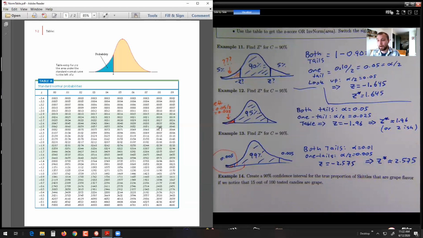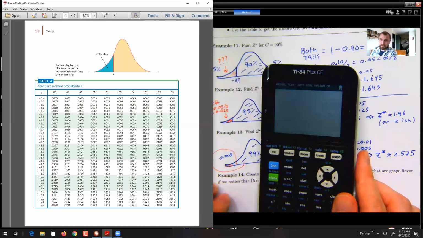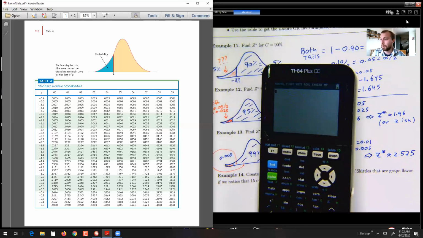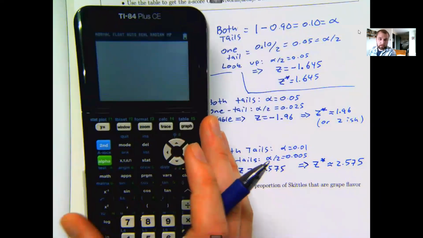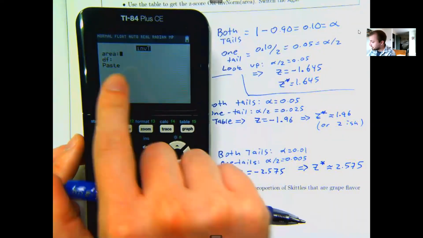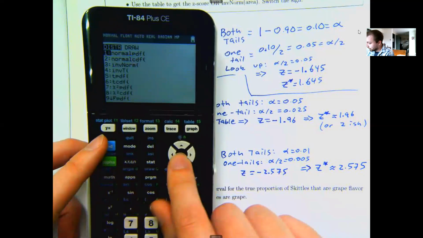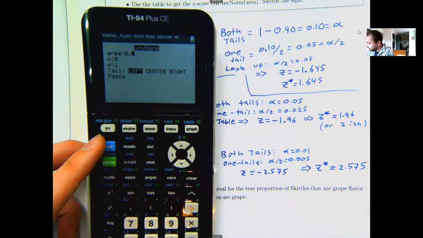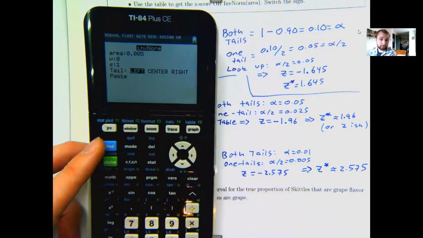Now, there's a video up on D2L, and if you're interested in this, I would encourage you to check it out. But there is a way to also do this using technology. The way that you end up doing this with technology is you do something called inverse norm. I'm going to very quickly show you how to do this on the TI-84. You go second vars, you do the inverse distribution, and instead of looking up this 0.005 on your table, when you're doing inverse norm, you're going to type in 0.005 as your area here. You're going to leave everything else alone. It's the tail that's to the left.